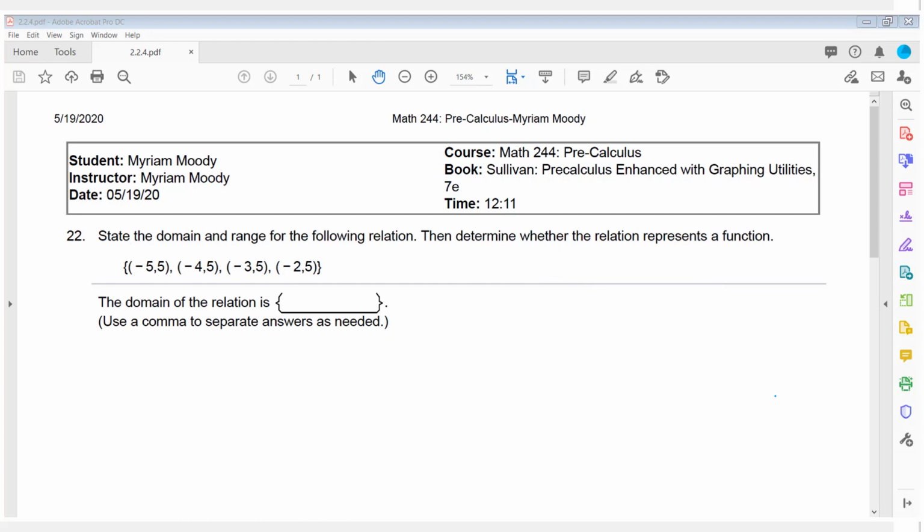All right, they want to know the domain and range for this relation, and then they would like to know if it's a function.